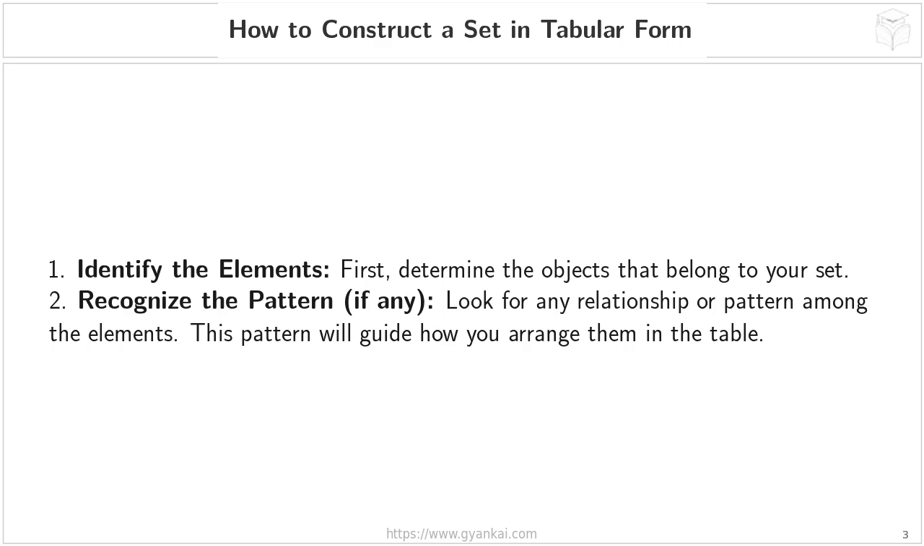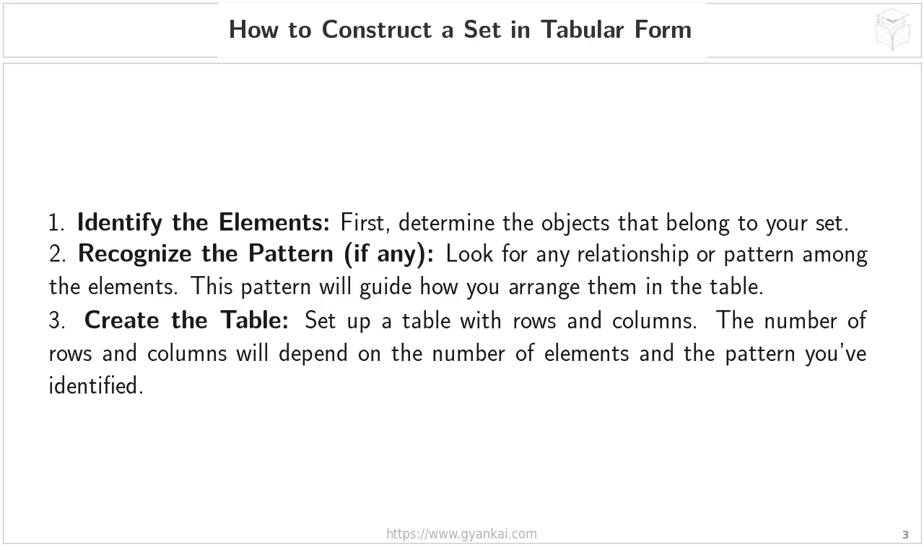Once you have your elements, look closely at them. Is there a relationship between them? Do they follow a specific rule or sequence? Perhaps they are coordinates, multiples of a number, or combinations of different properties, like colors and shapes. Identifying this pattern is crucial because it will dictate how we organize the elements within our table. It's like finding the blueprint for your table.